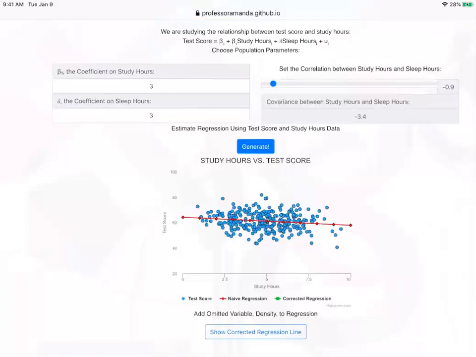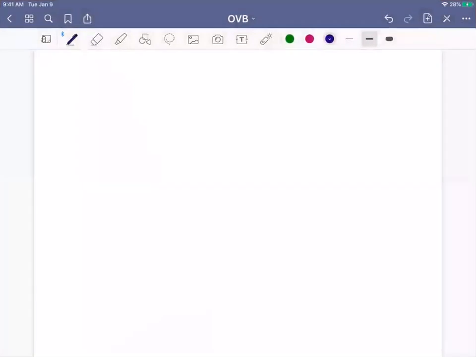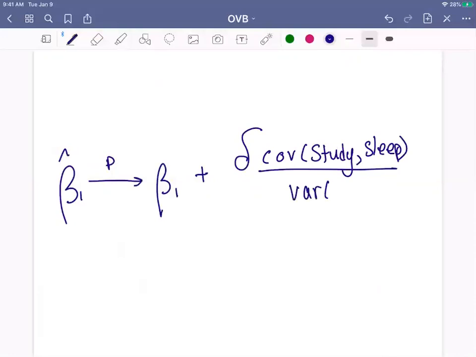So at this point, I'm going to remind students of the omitted variable bias equation that we've looked at earlier in the class period. And we remember that beta 1 hat, my estimator of the slope, the relationship between test scores and study, converges in probability to the true population slope, plus, if there's an omitted variable, a bias term that's equal to delta times the covariance of the regressor of interest, in this case study, and the omitted variable, in this case sleep, over the variance of the regressor study.